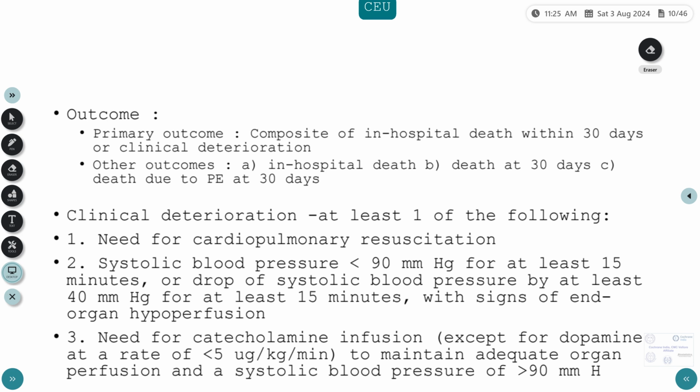So this was the clinical deterioration that they looked at, if the patient fulfilled at least one of these. The other outcomes that they looked at were in-hospital death, death due to any cause at 30 days, and death due to pulmonary embolism at 30 days. Death due to pulmonary embolism was classified by ruling out all the other causes. If there was no other cause, or post-mortem findings suggested pulmonary embolism, they would classify it as death due to pulmonary embolism.